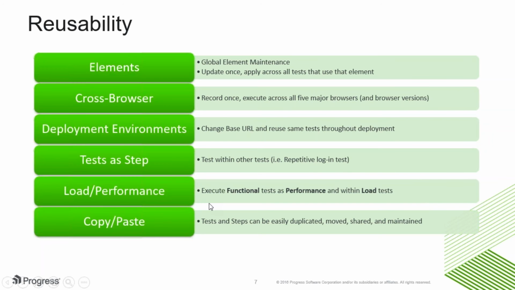Then of course you could take your functional regression tests that you're creating and run them as performance tests to see where the bottlenecks are in your application, and run them as a load test to see what capacities you can handle. Of course, when you're coming around to registration time, you want to make sure that all of the students who want to get on and get the classes they need can get on and get access, and that the system can handle that type of load.